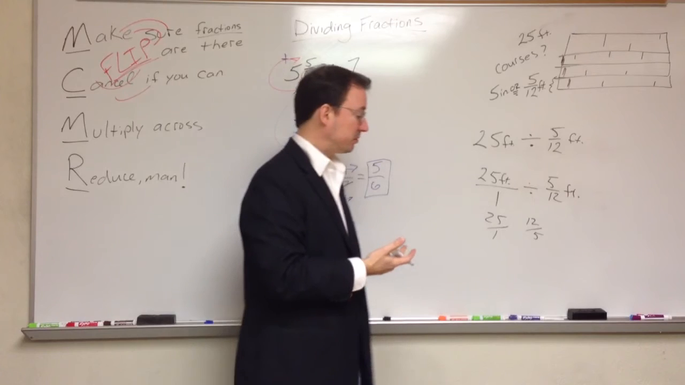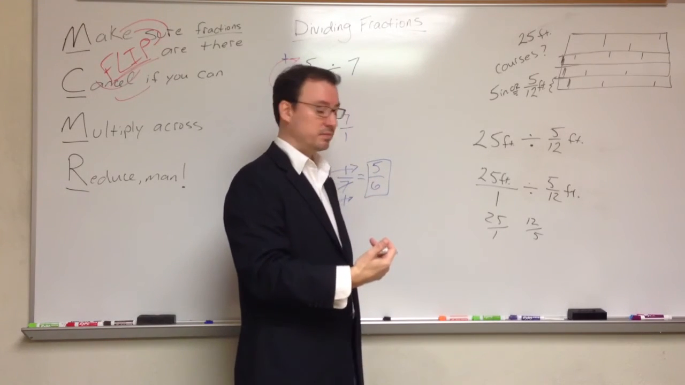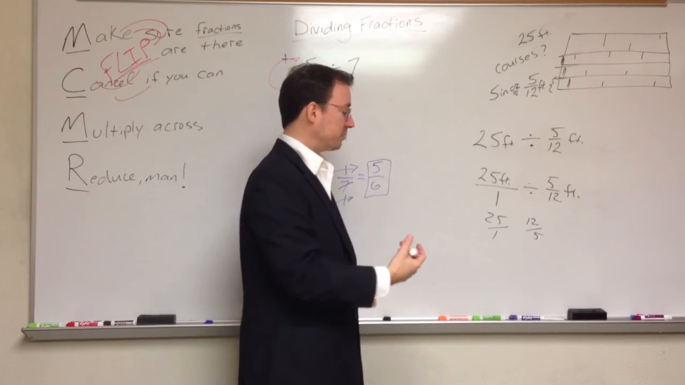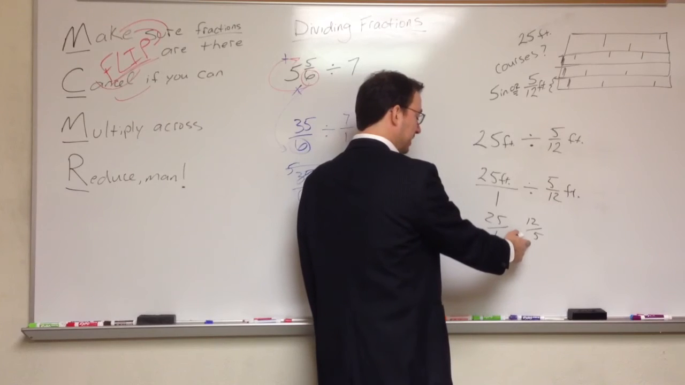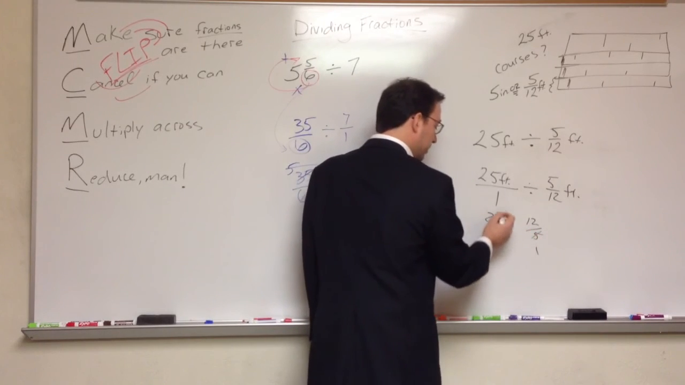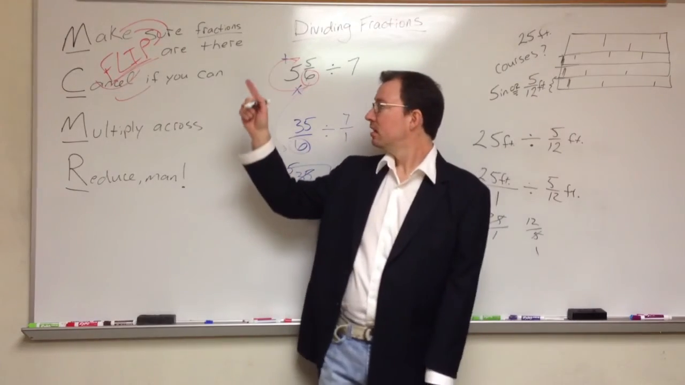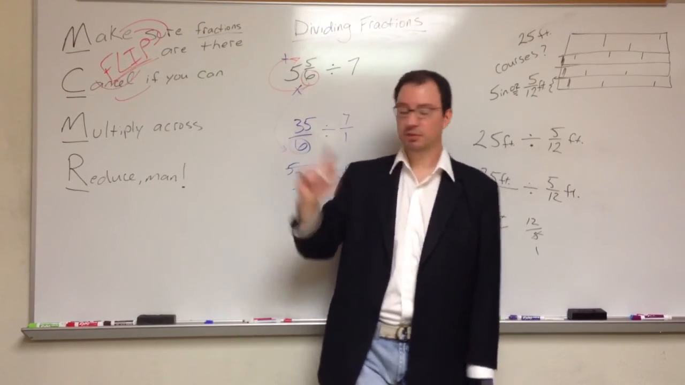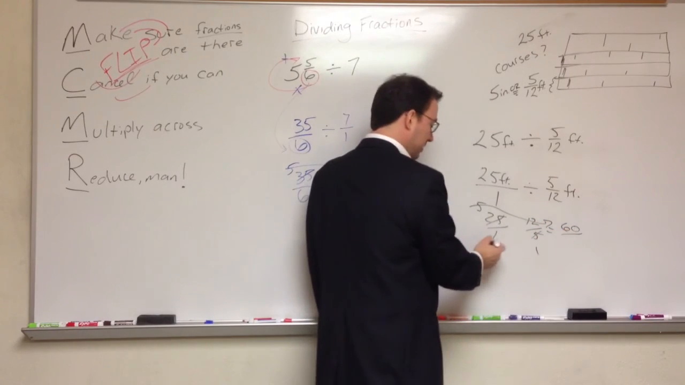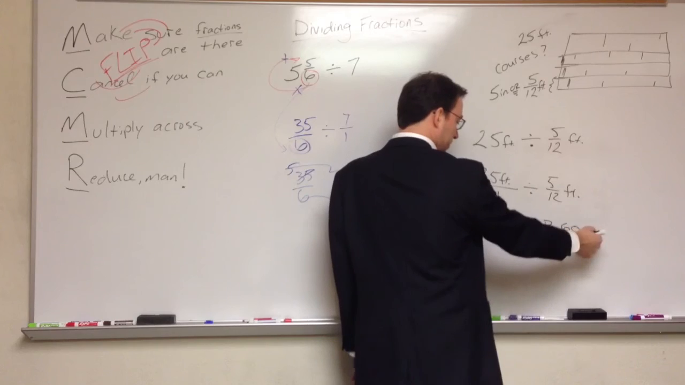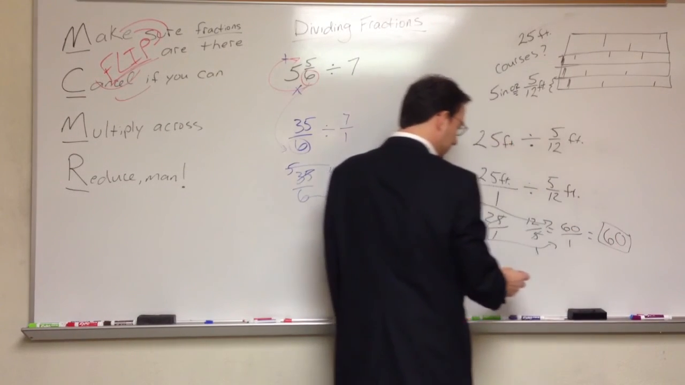Can we cancel here? Is there something on the top that can be divided by something on the bottom? Yes, there's something that can be divided on the top. 5 will divide into that, and 5 will also divide into this. So 5 divided by 5 is 1, 25 divided by 5 is 5. And then, make sure you have fractions, flip, cancel if you can, multiply across. So we're just going to multiply across. It's going to give us 60 divided by 1 gives us 60 courses.